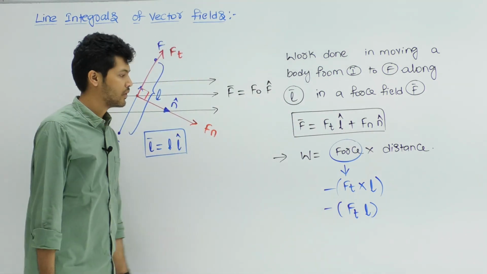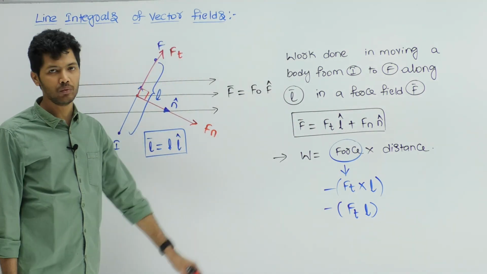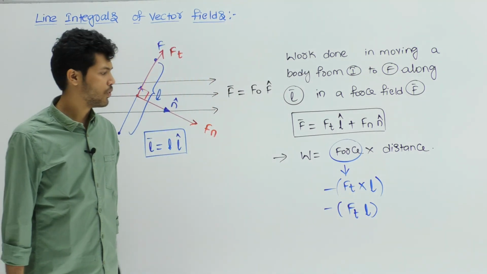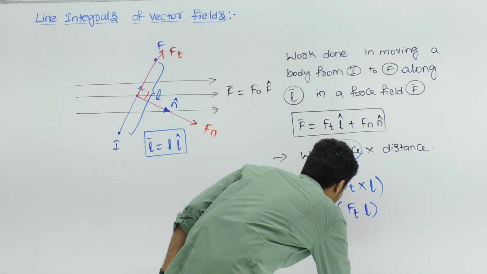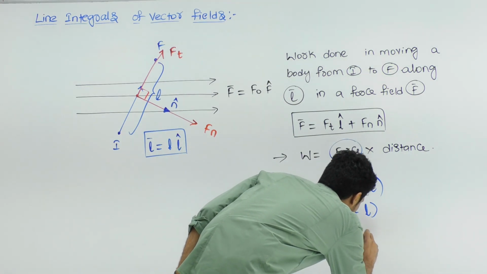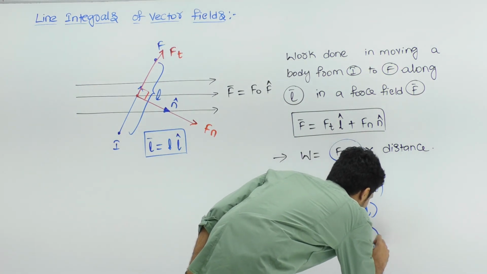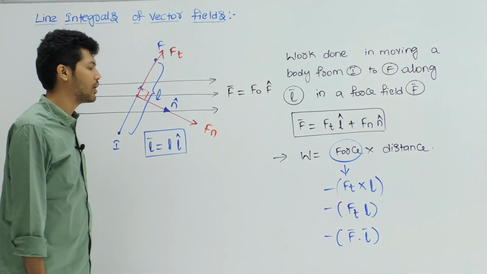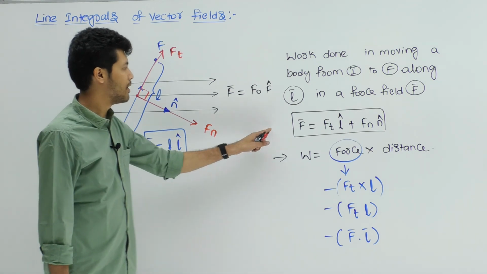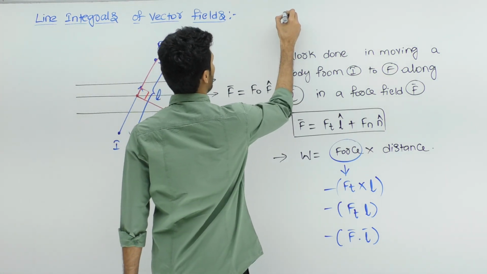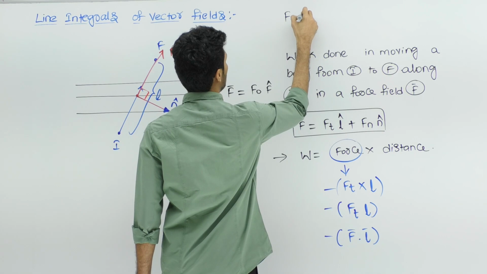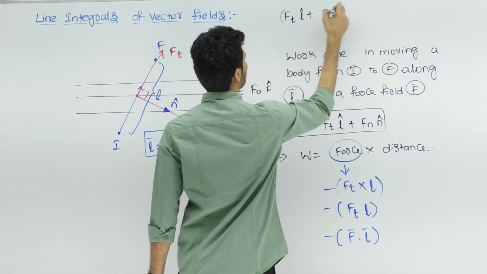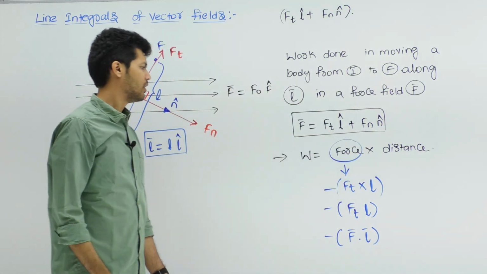Okay. And how can you express this term now? That is nothing but Ft into L. How can you write that now? We can write it simply as minus of F bar dot L bar. Okay. F bar dot L bar. Because whenever you take F bar dot L bar, what do you get now? F bar is nothing but this term. So I can write this as Ft L cap plus Fn N cap, dot L bar we are having.